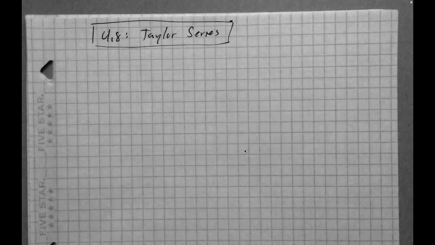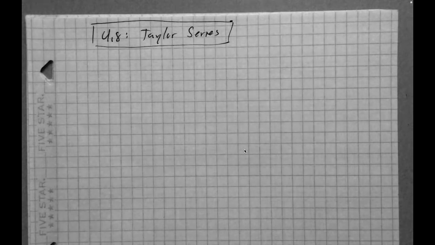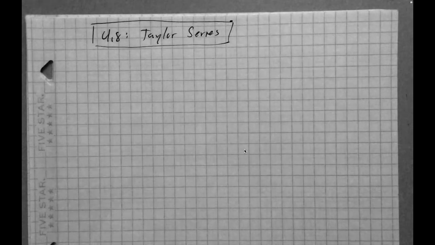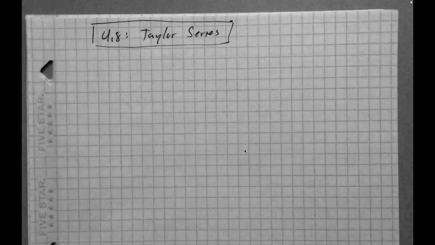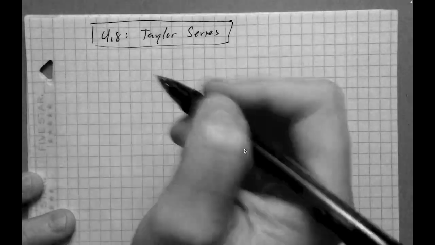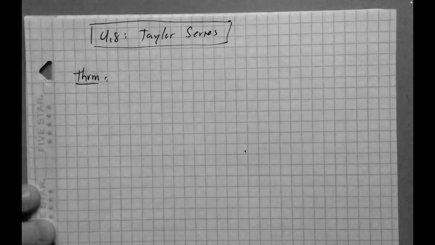So that's how we've done it in the past up to this point, right? And in this section we're going to study a general procedure for deriving power series for a function that will have derivatives of all orders. That's going to be the Taylor series. Let's jump right into the theorem here.